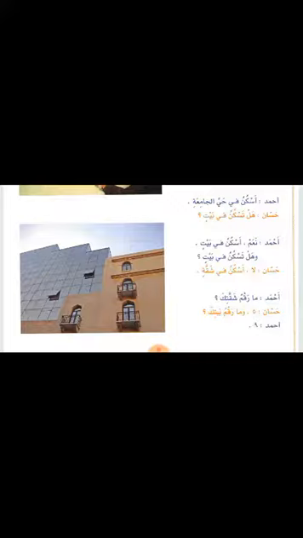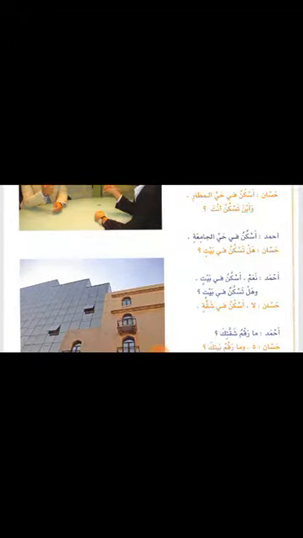Ma raqam shaqqatika. What is the number of your apartment? وَمَا رَقَمْ بَيْتِكَ. Hassan said خَمْسَ, خَمْسَ means five. Five. وَمَا رَقَمْ بَيْتِكَ أَحْمَدُ تِسَعَ. Nine. Okay, good. So, تَسْكُنُ is used only for second person male.